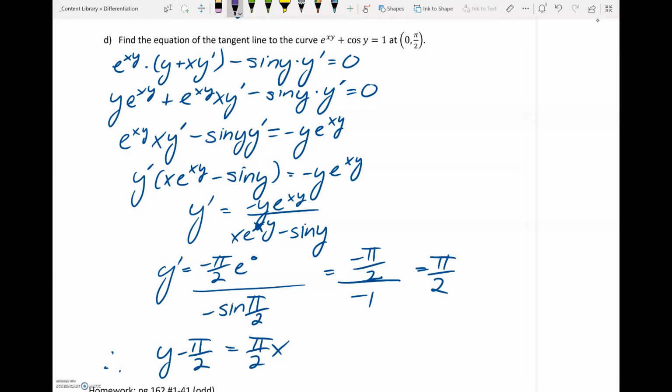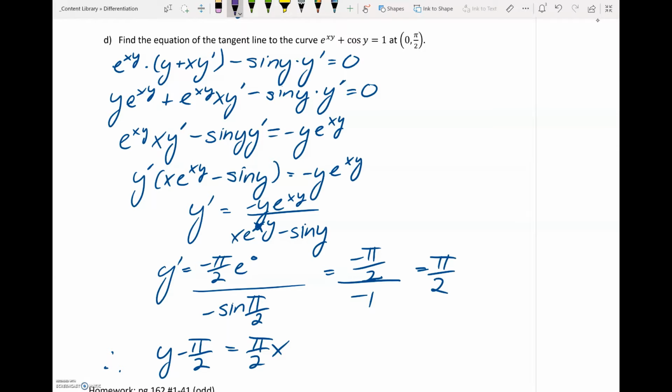And then we have to use our product rule to differentiate xy. Derivative of x is 1, leave y alone, plus leave x alone, take the derivative of y, which is y prime. Then for cos y, we take the derivative of the outside function, which is negative sine, leave the inside alone, then multiply it by y prime. The derivative of 1 is 0. Now we just have to expand. So e to the xy is going to multiply with y and xy prime.